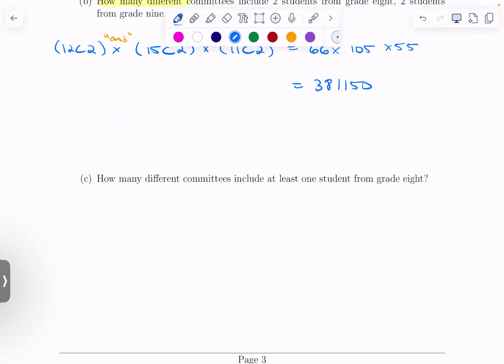How many different committees include at least 1 student from grade 8? This is a pickle, isn't it? It could be a lot of work, right? Because you could have at least 1 student, that's 1 from grade 8, or 2, or 3, or 4, or 5, or all 6, right?